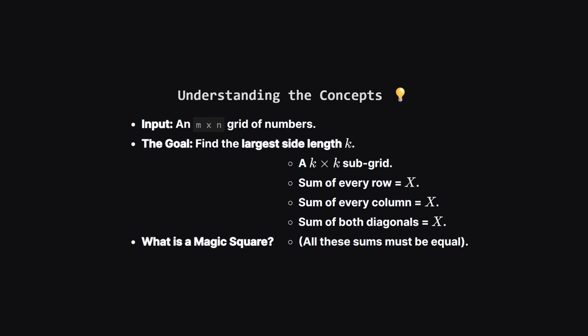Before we rush into code, let's make sure we're on the same page. We have a grid of numbers. We are looking for a square subgrid, meaning it has the same number of rows and columns, where a very specific condition is met. That condition is magic. A square is magic if every single row in that square adds up to the same number, every column adds up to that same number, and both the main diagonal and the anti-diagonal add up to that same number too. We want to find the biggest one possible.